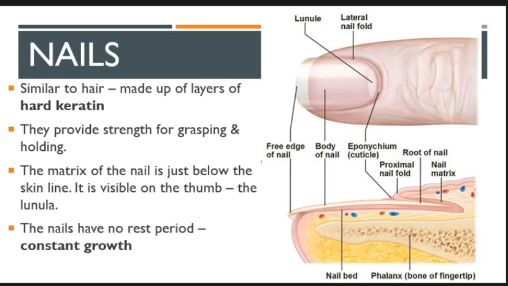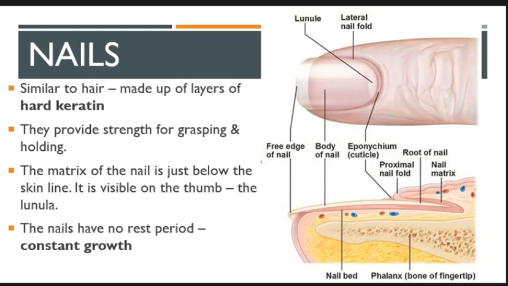The matrix of the nail is just below the skin line, so you can't really see it. Sometimes though, especially on your thumb, if you look at it, you can see that little kind of white little thing right there. It's mostly noticeable on the thumb. It's on all your nails. But that's called the lunula.